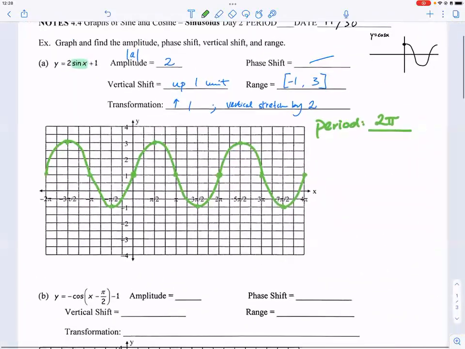All right, now, if you're okay, I'll let you take a minute or two to finish part B. Okay. Look at part B. Can you write down the range, transformations, all the shifts? Okay, go ahead. Take a minute or two to fill out the information.